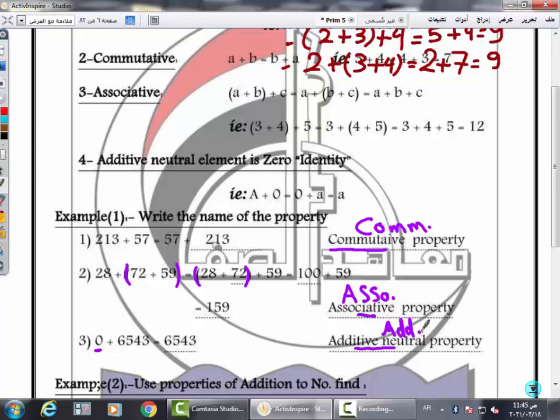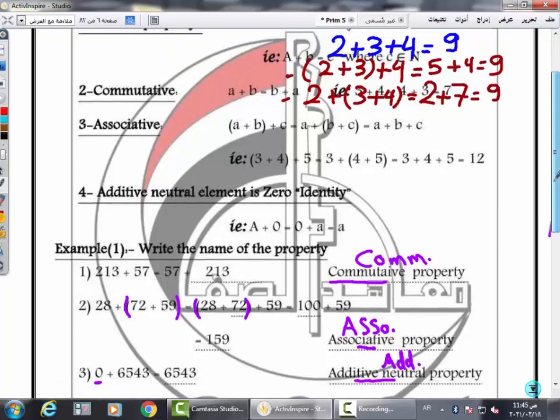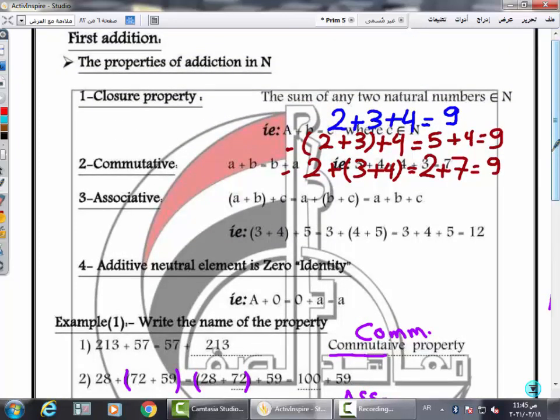Then we have 5 properties, or 4 properties. The first property is called closure property. If we have two natural numbers and we want to make addition for the two numbers, the result will be a natural number. The second property is called commutative. Commutative means change. C, change. A plus B equals B plus A.